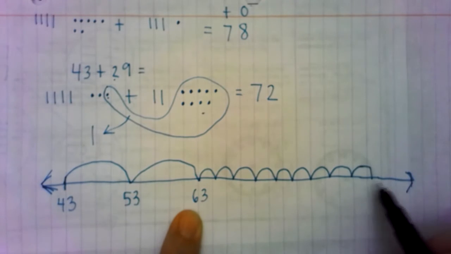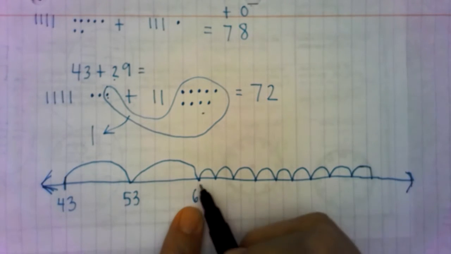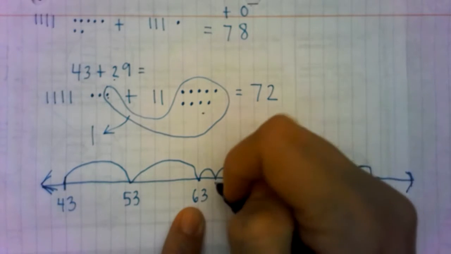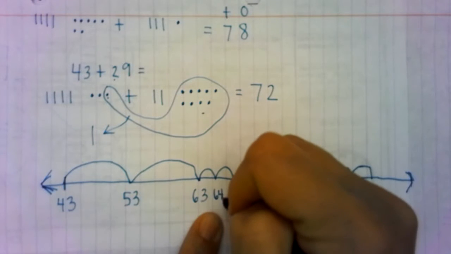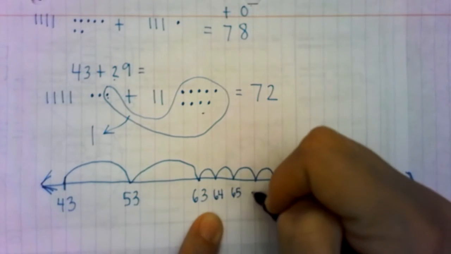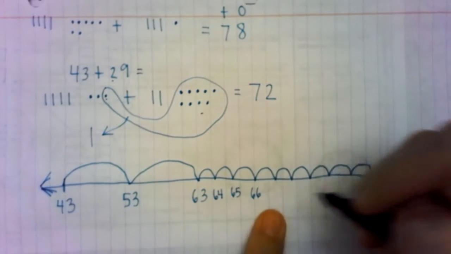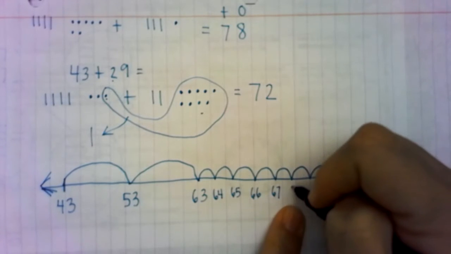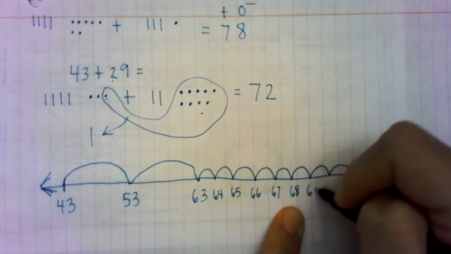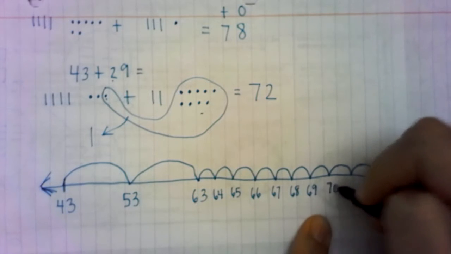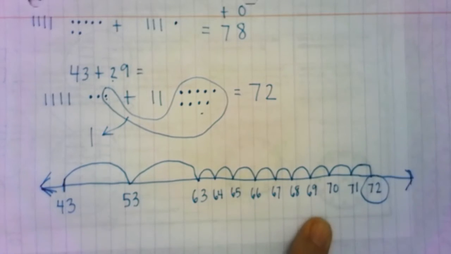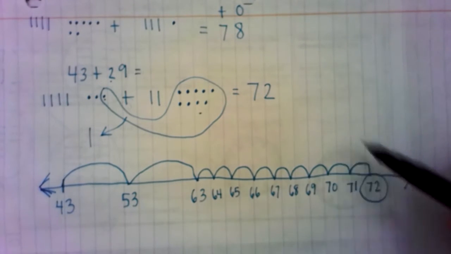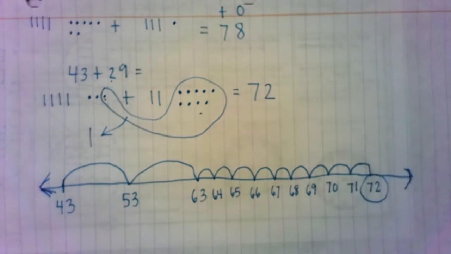Okay, now I got to go back and figure out what that would be on my number line. So this was 63. So this would be, remember I'm jumping up by ones. So 64, 65, 66, 67, 68, 69, 70, 71, 72. So I got the same sum no matter which strategy I used.